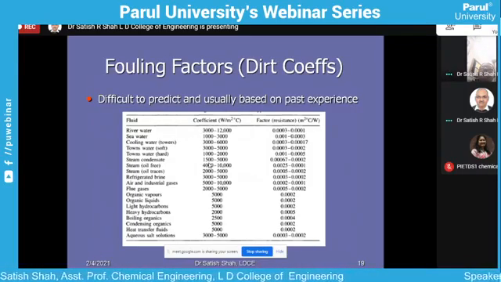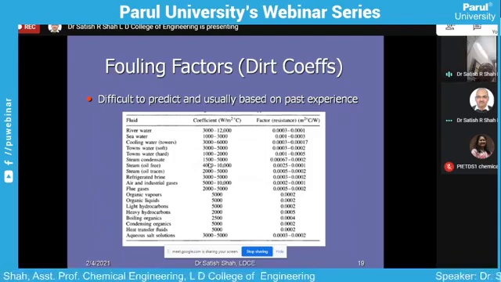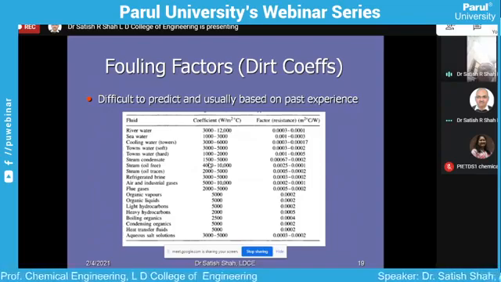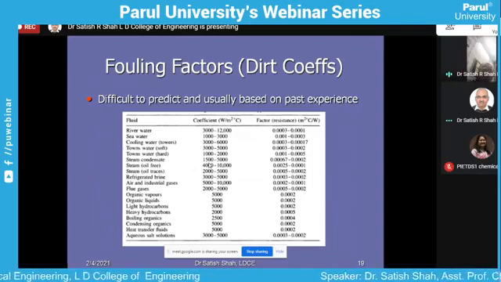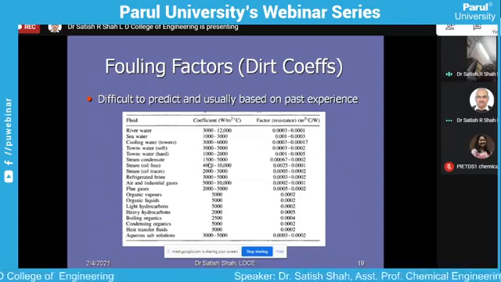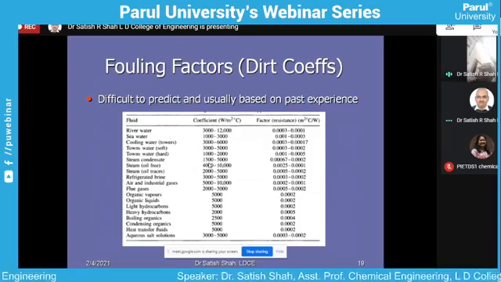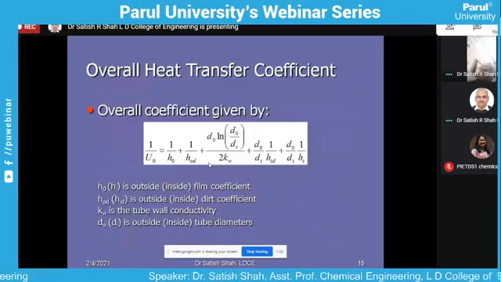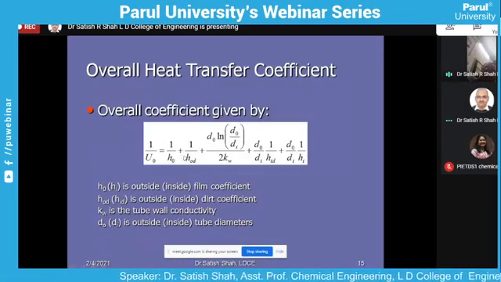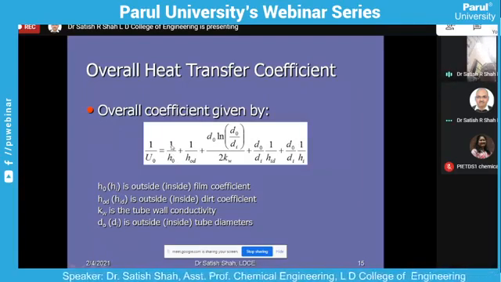Now see, we have to also assume the fouling factor, or it is known as dirt coefficient. It is difficult to predict, but we have to assume some reasonably good value. When you assume the value in terms of coefficient, it will be like 3000, 5000, 6000. So please remember, when you write down this formula, what you write down here, if it is 3000, 4000, 5000, then write down like this.